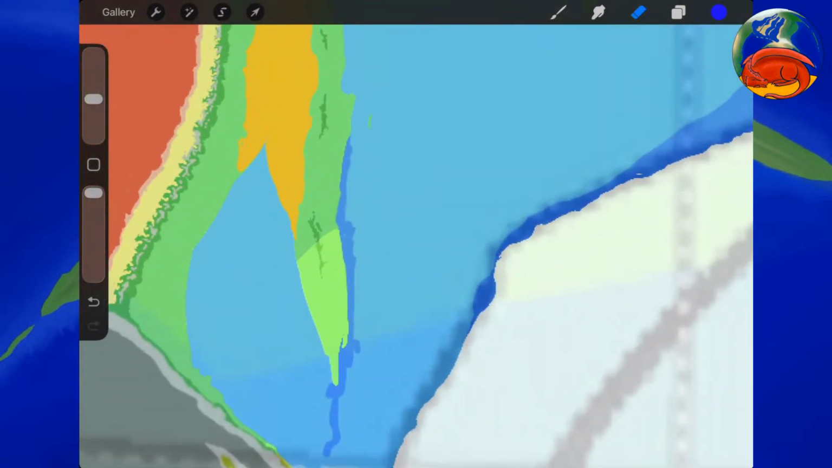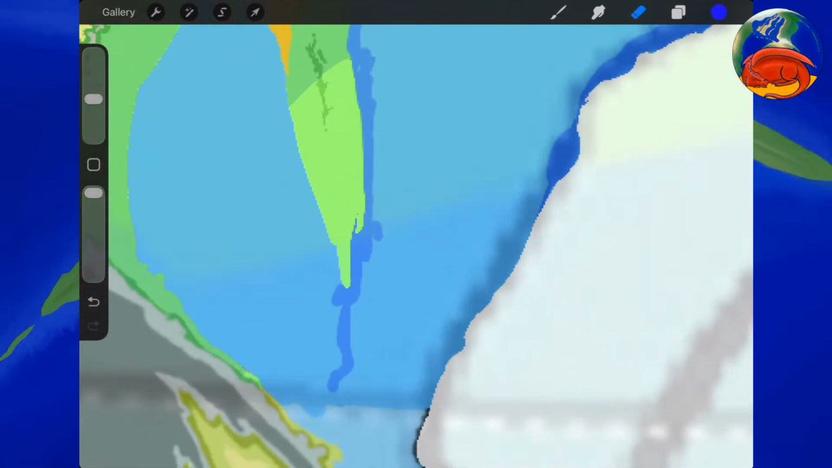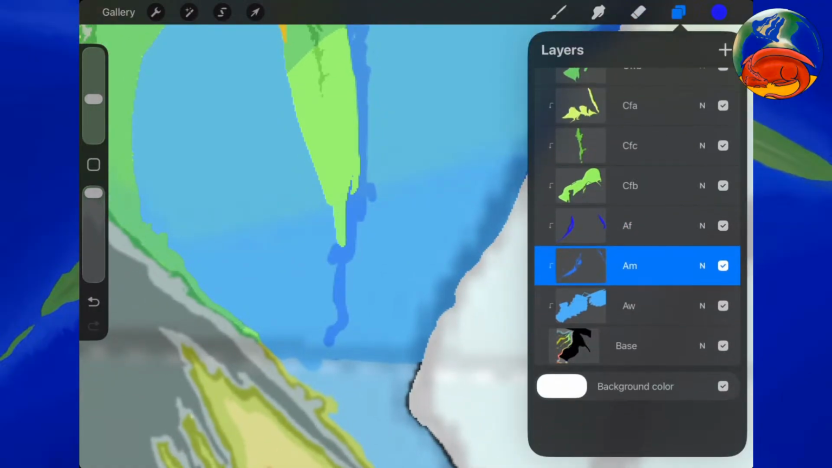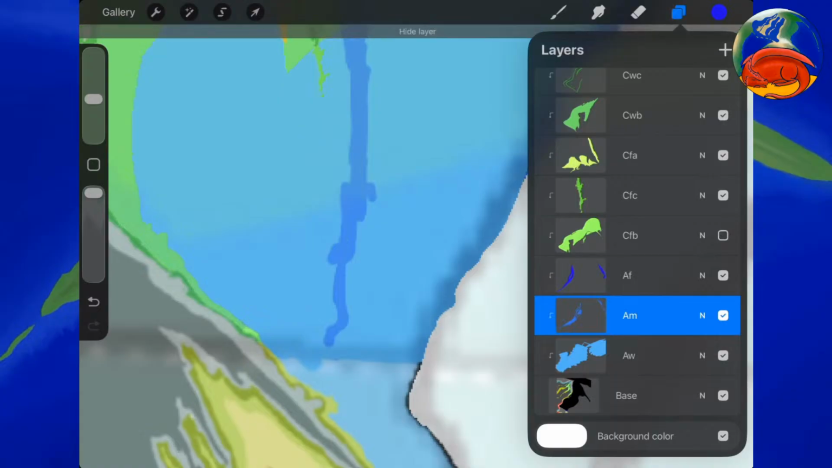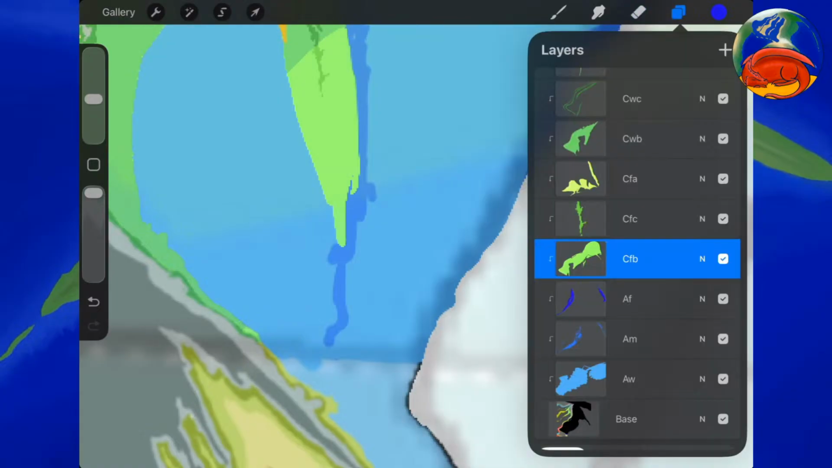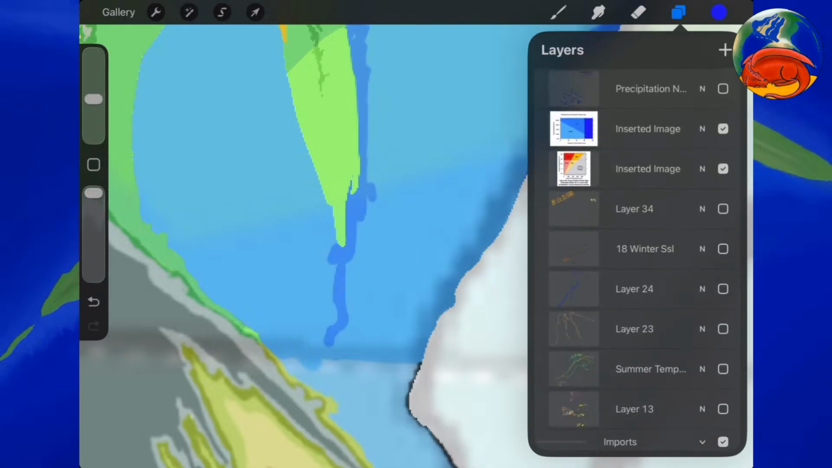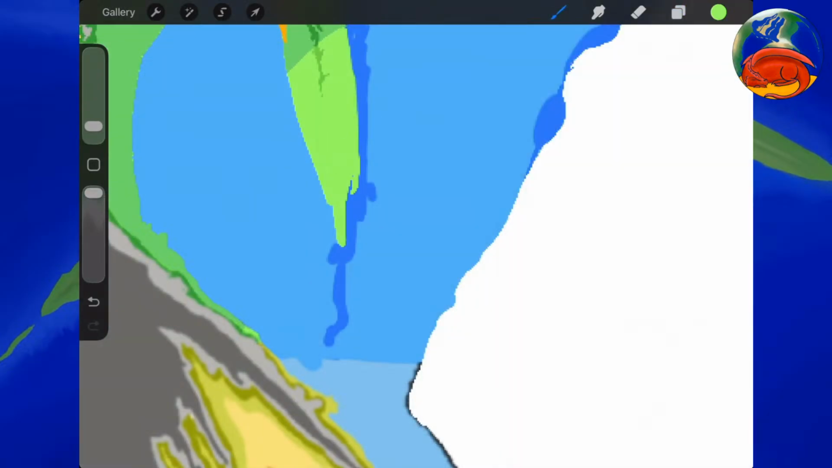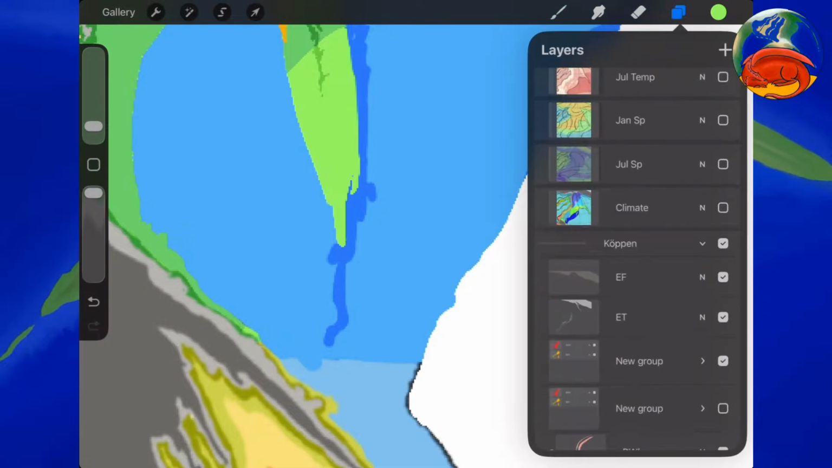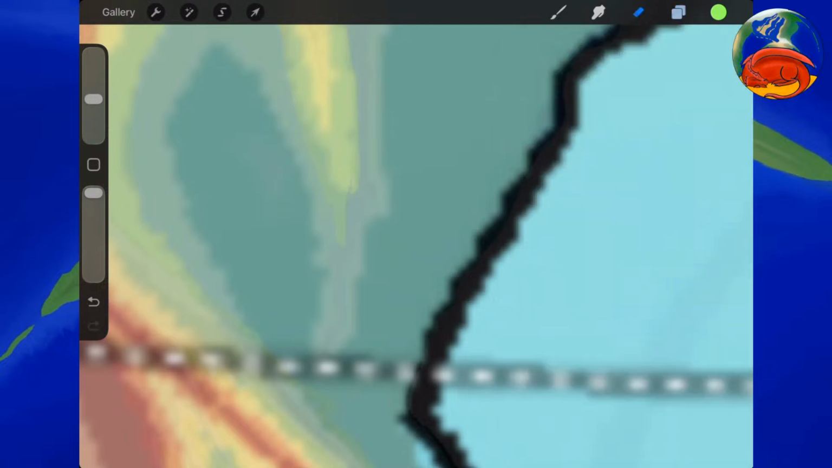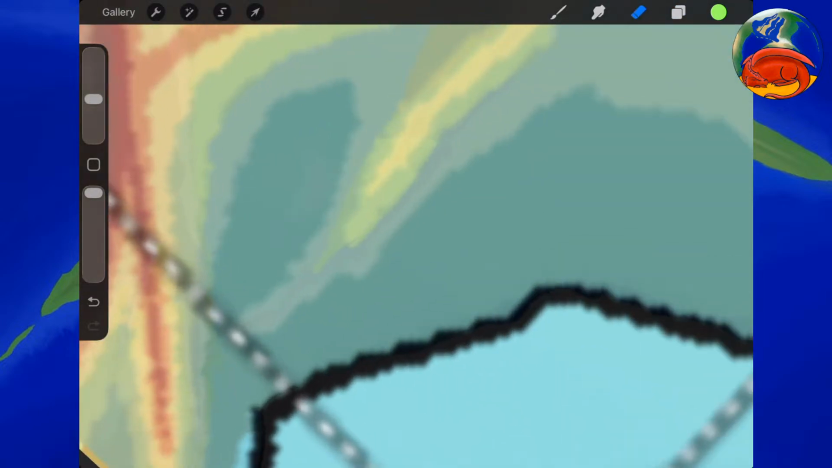All right, and as I said, we are going to jump down here and clean some stuff up. All right, we got AM and we got CFB. I'm going to clean up the CFB first. Yeah, because look at all the interesting stuff going on here.